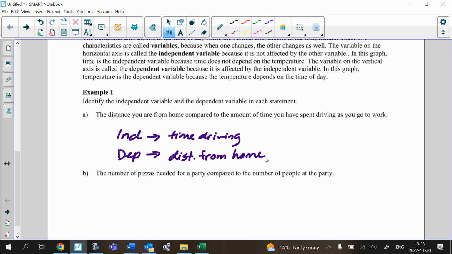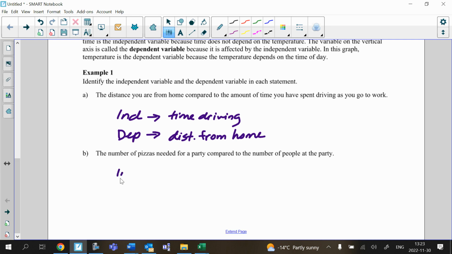The number of pizzas you need for a party compared to the number of people at the party. Pizzas depend on the number of people. So the independent is going to be the number of people, and that dictates how many pizzas we're going to need.